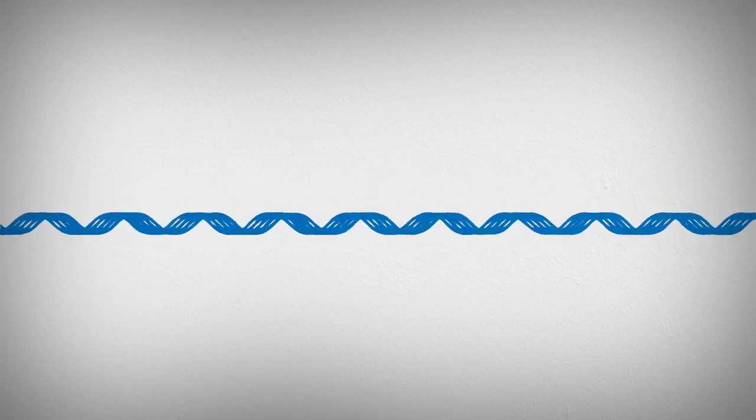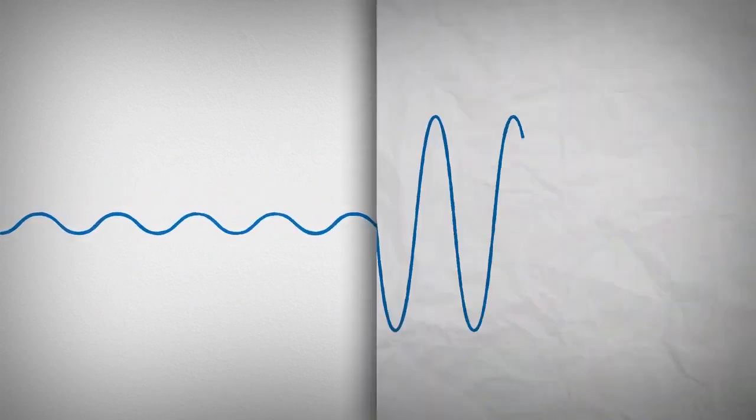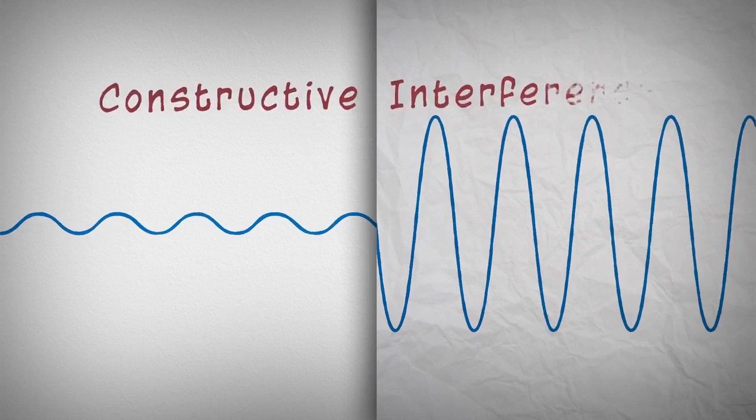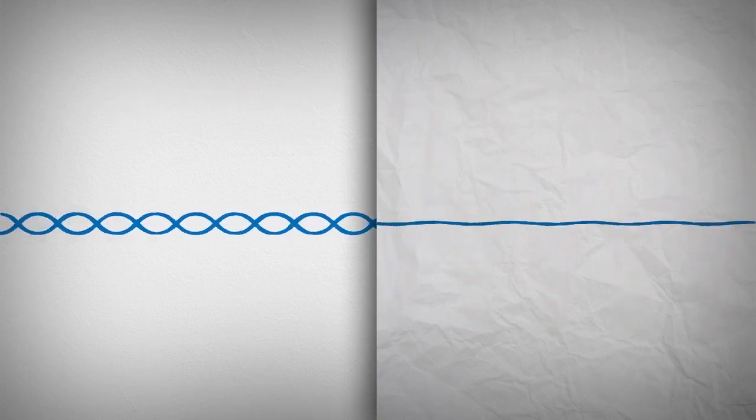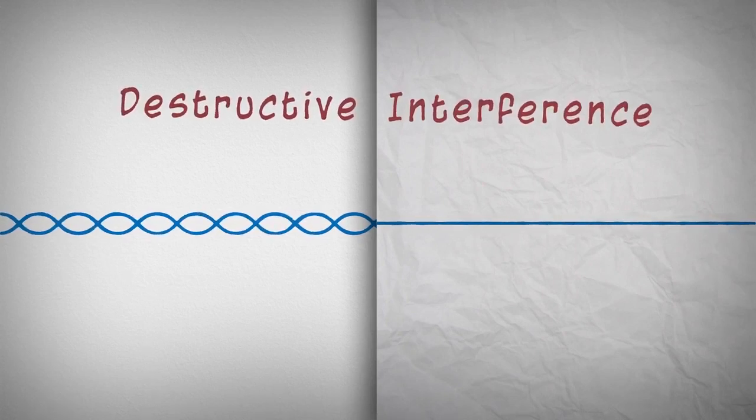Interference occurs when X-rays interact with each other. If the waves are in alignment, the signal is amplified. This is called constructive interference. If the waves are out of alignment, the signal is destroyed. This is called destructive interference.